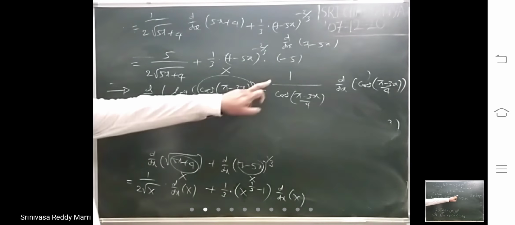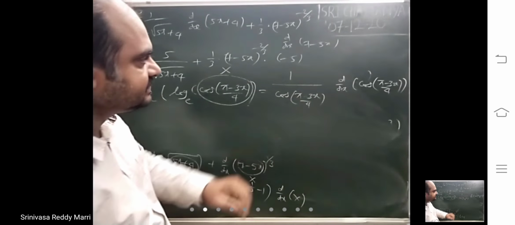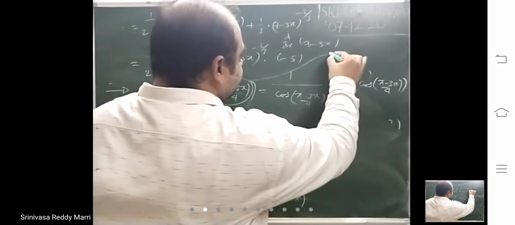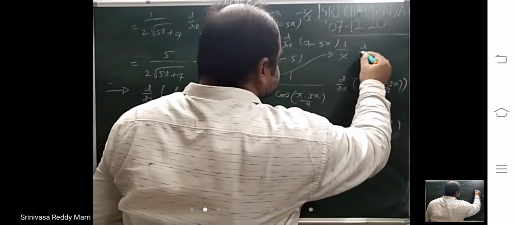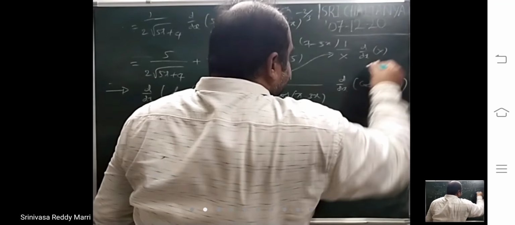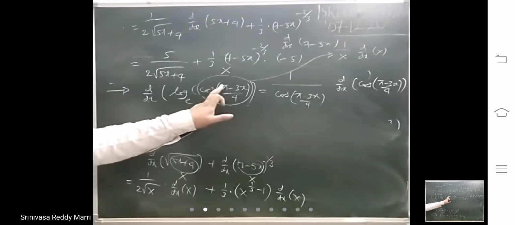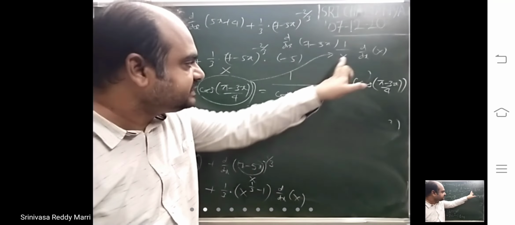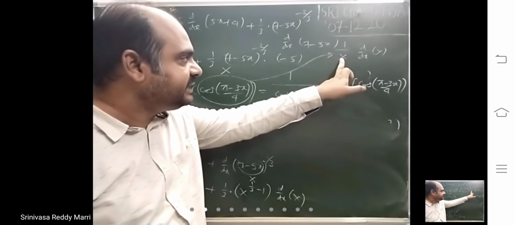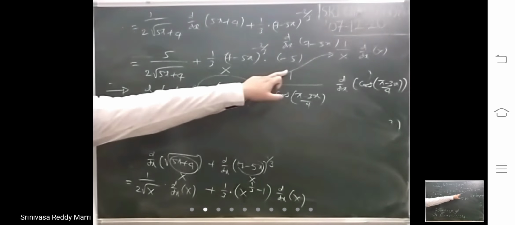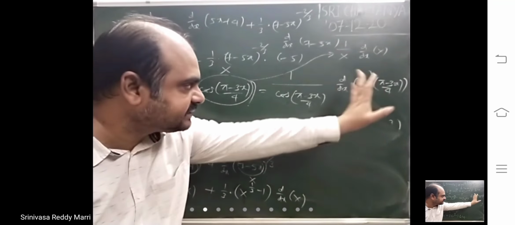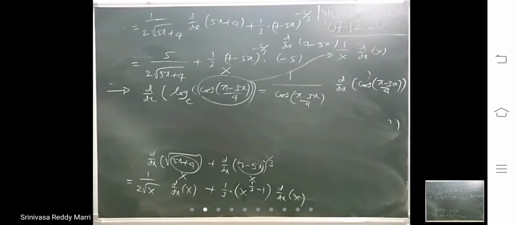Capital X, look at 1 by capital X. One more step: if you want, you write it like this, 1 by capital X into d by dx of capital X. This is capital X. After this step you will write this. What I am telling is, avoid this step. Because you have taken capital X, log x is what? 1 by capital X is d by dx of, directly write this step. One step you can avoid.